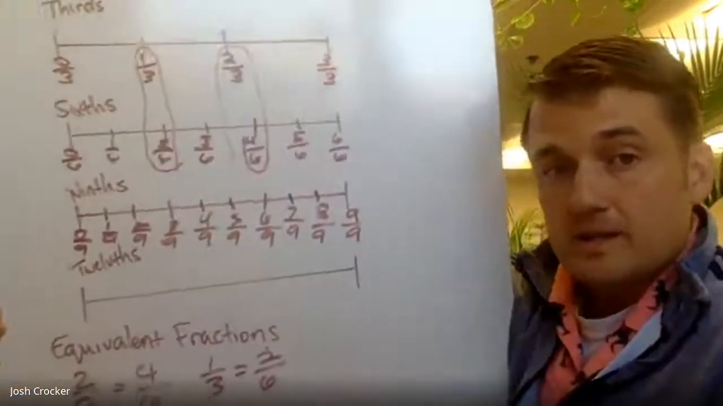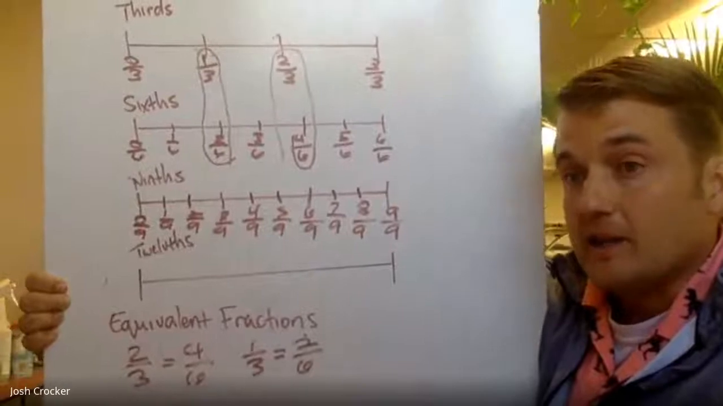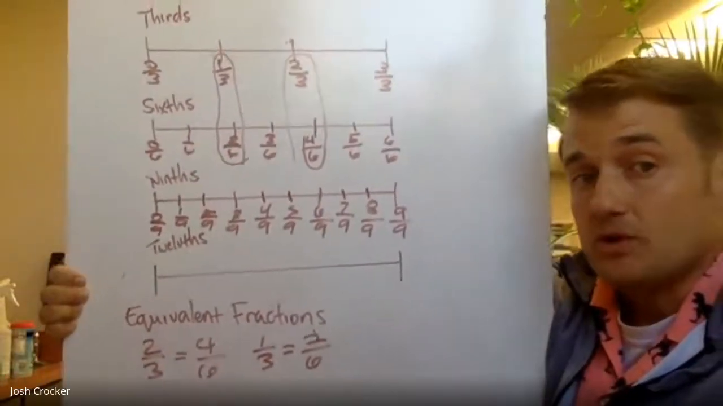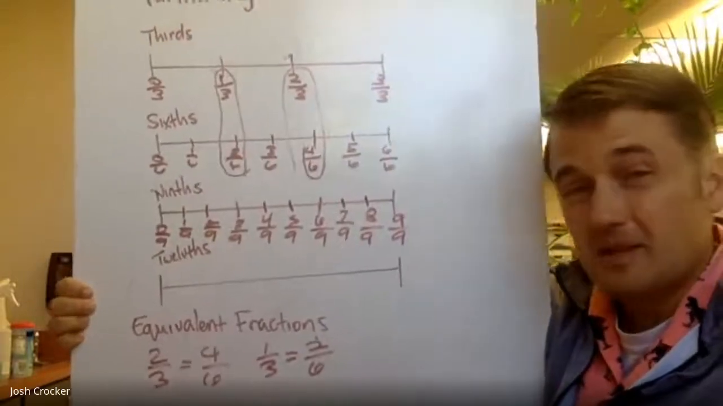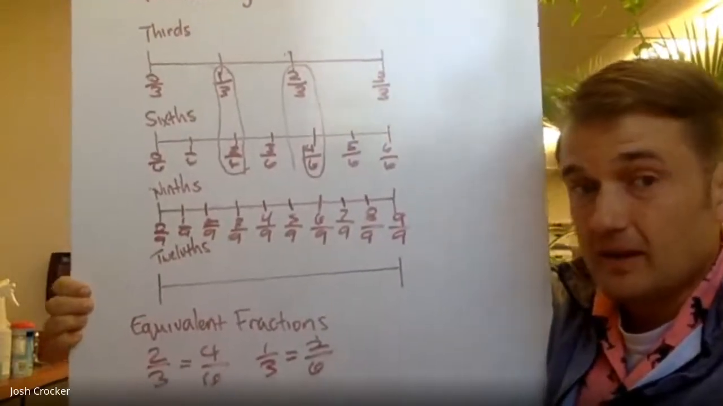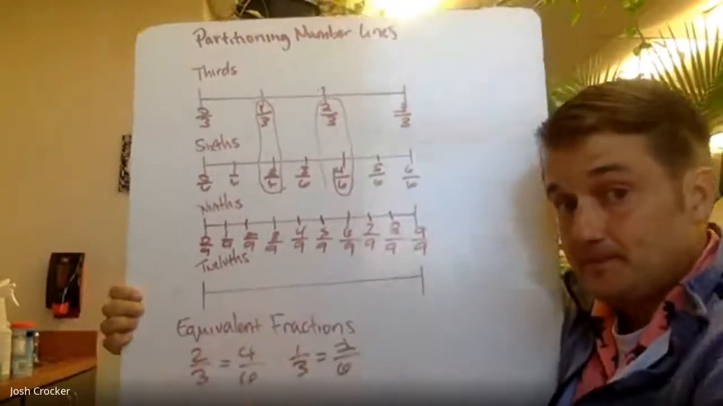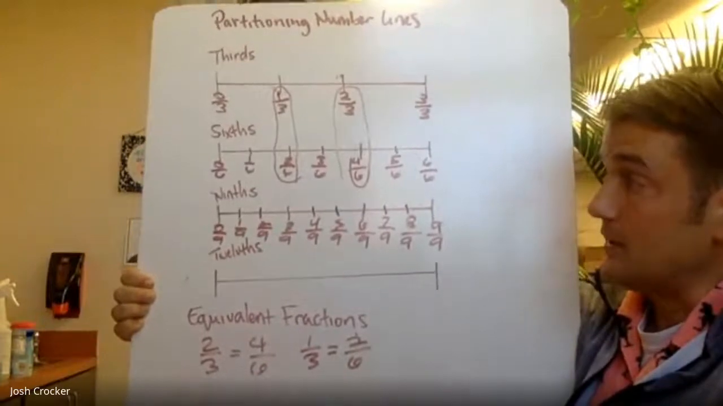And again, another reason that we're doing this is because if you have to find the fraction 5/9 on a number line, I want you to know, well, 5 is going to be kind of close to the middle, right? Or 1/9. Well, 1/9 is going to be pretty close to the beginning. And I feel like this will help you get there.